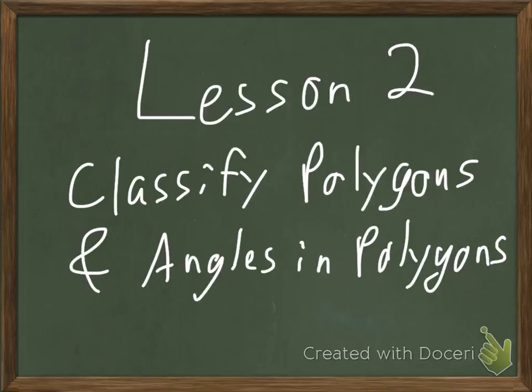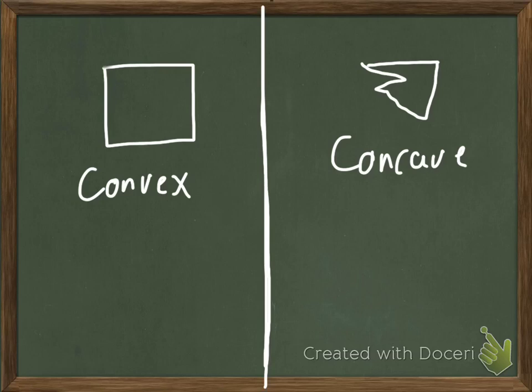Alright, let's get started with Unit 3, Lesson 2, Classify Polygons and Angles in Polygons. Here we have two polygons. I'm stating that one is convex, the other is concave. I would like for you to pause the video and in your group discuss what you think makes one of them convex and what makes the other one concave.